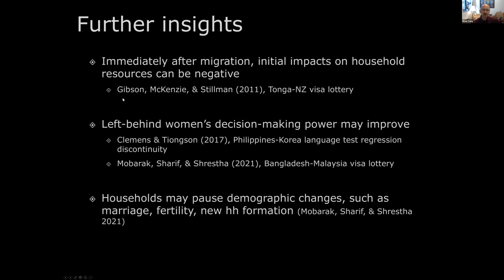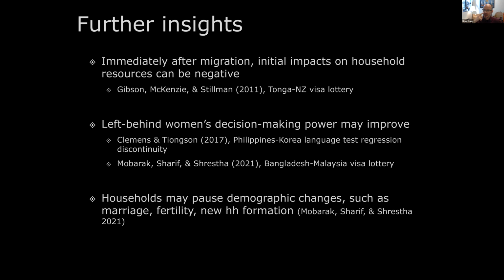For example, I think David McKenzie, John Gibson, and Steve Stillman have a set of very nice papers on South Pacific migration to New Zealand. I don't want to steal David's thunder. He's going to be talking about a lot of these papers in his lecture, the very last lecture of this migration module. But one thing I'll point out is that immediately after migration, there can be cases where the initial impacts on household resources are actually negative, when the migrant initially goes away and is still getting their feet wet, getting established in the migration destination.